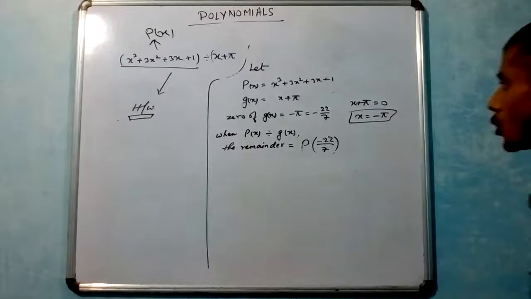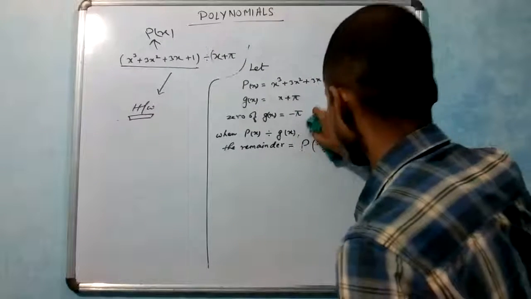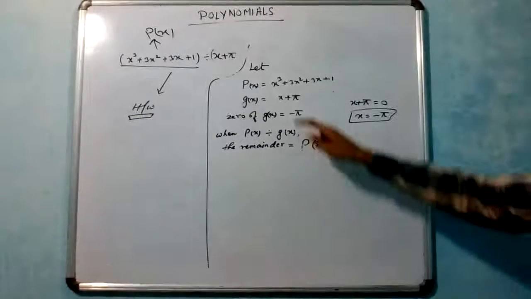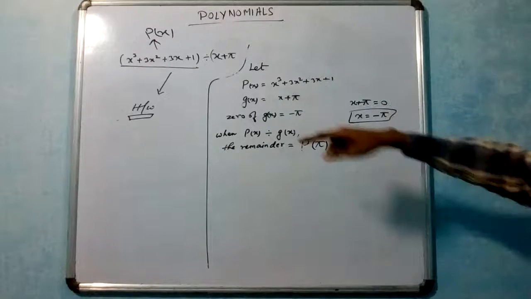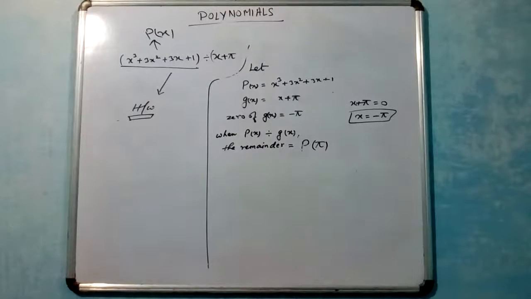No, one more thing you can do. Don't put minus 22 by 7, okay? I think in the book the answer is given in terms of pi only. So you can even do p of minus pi, where in place of x you just substitute minus pi. Check the answer, exercise 2.3, first, fourth one. In terms of pi only.